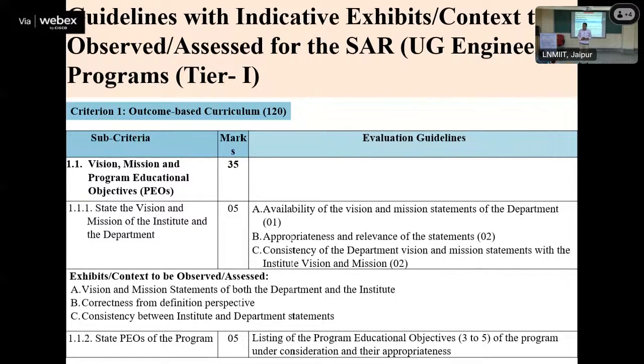It is required for NBA. Meetings, minutes of meeting. This proper moderation meeting has been called on so and so date. These faculty had attended. These courses have been discussed.